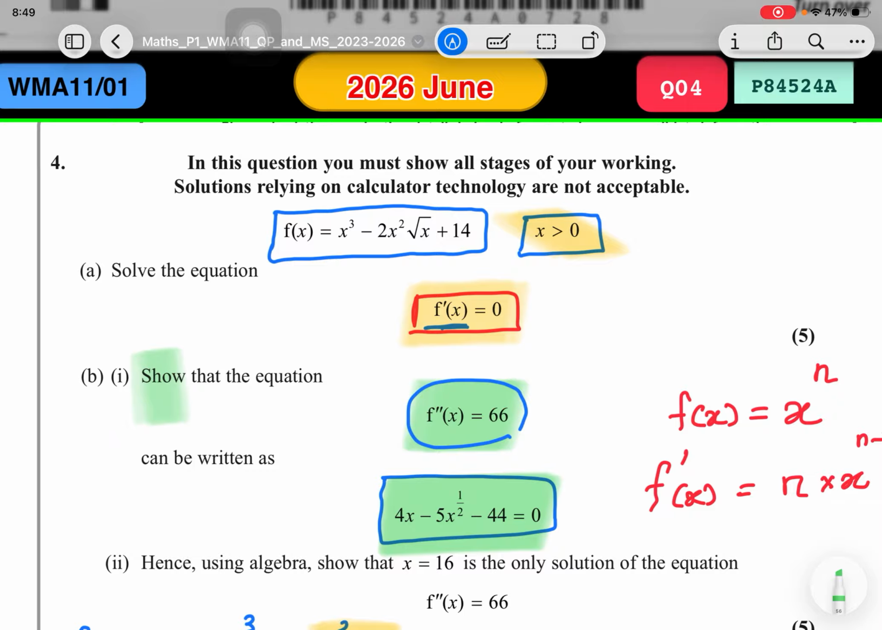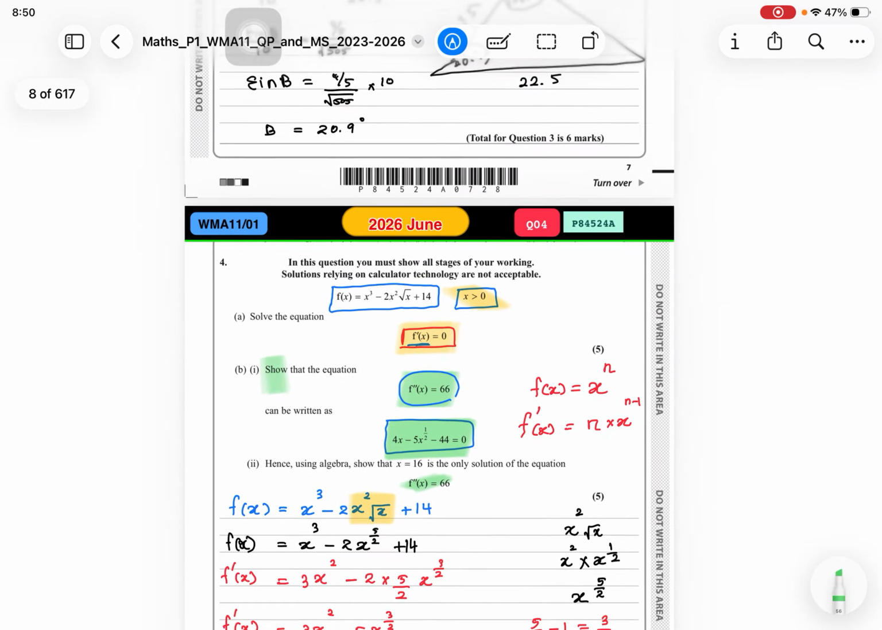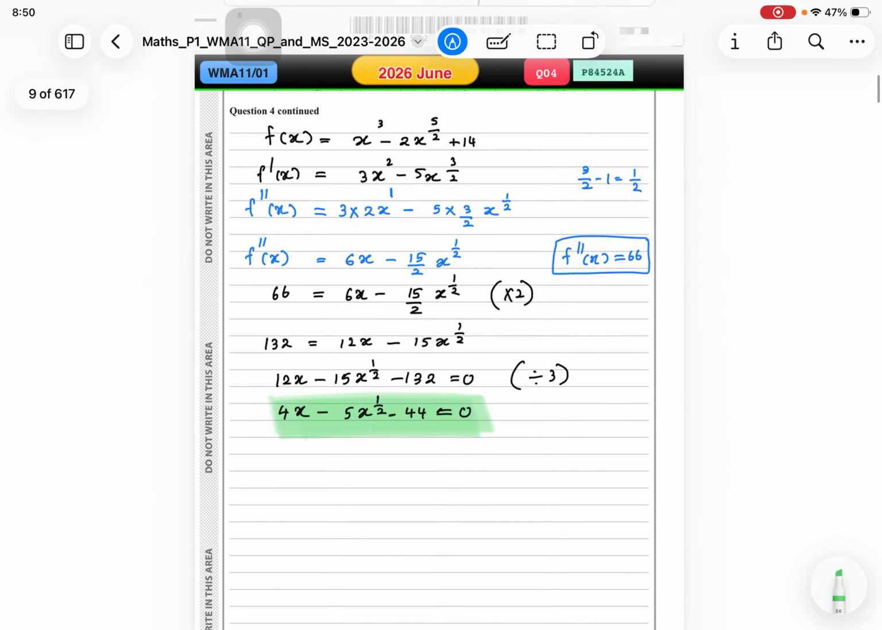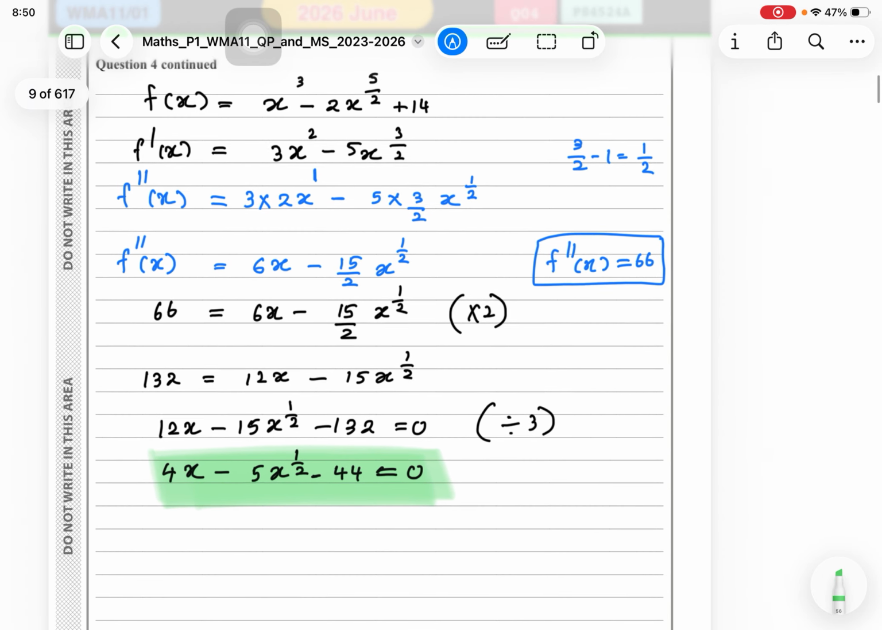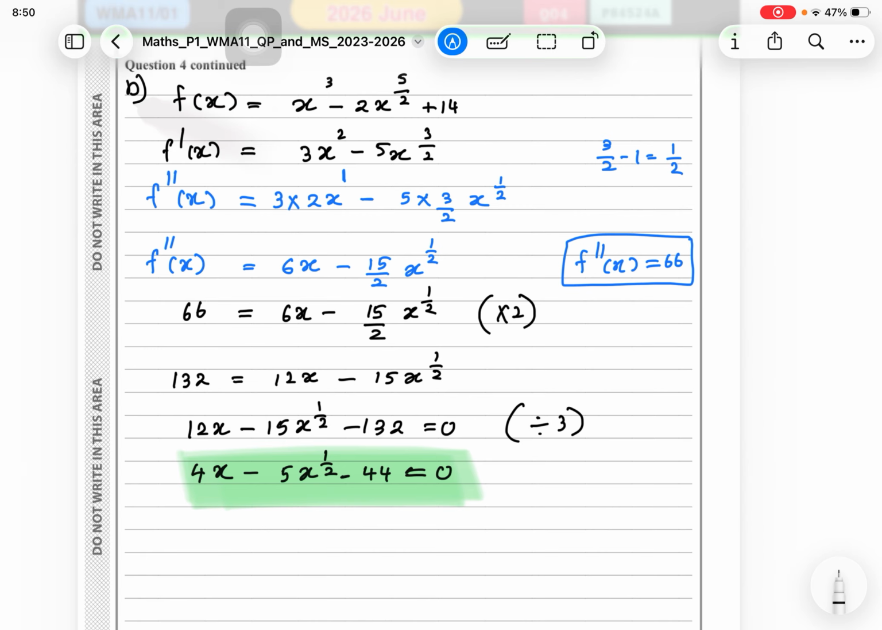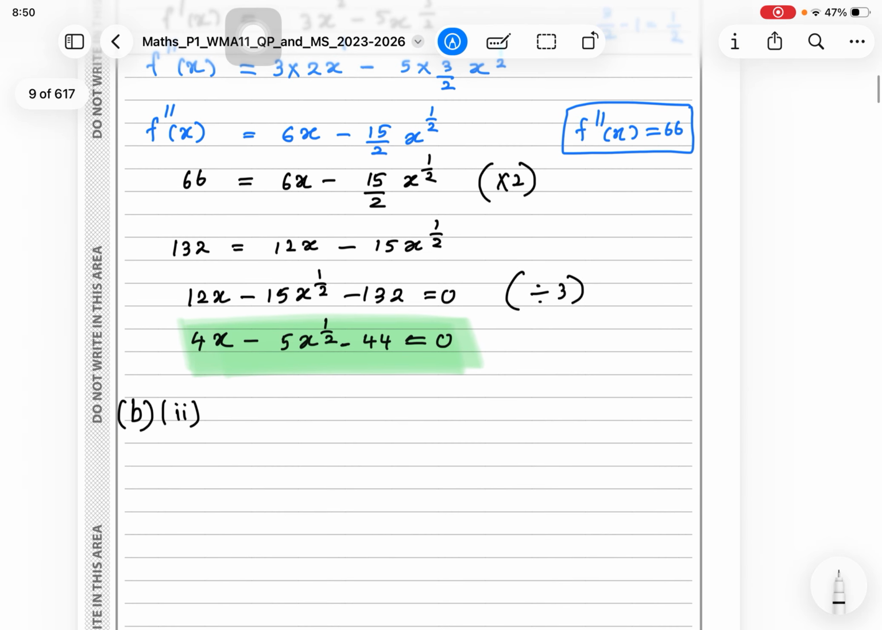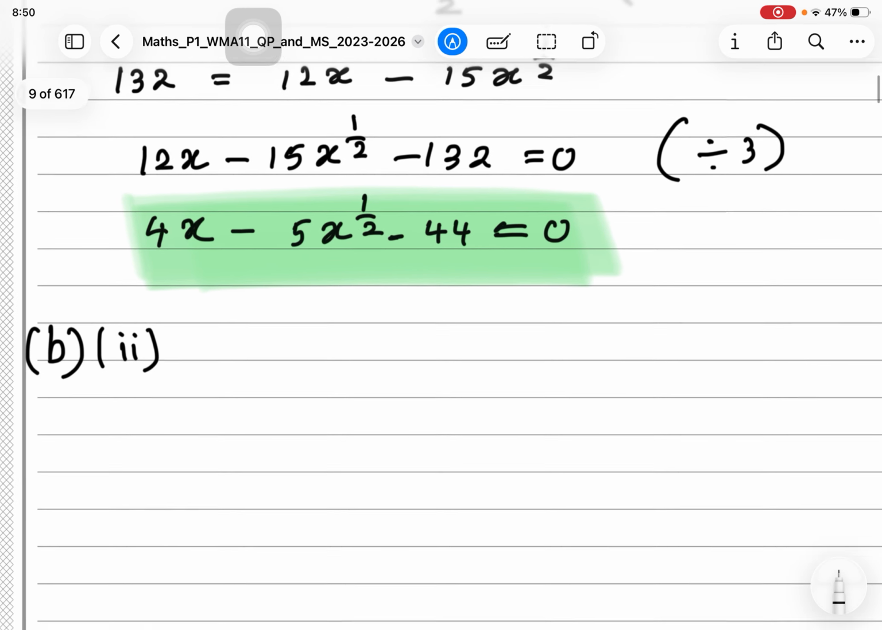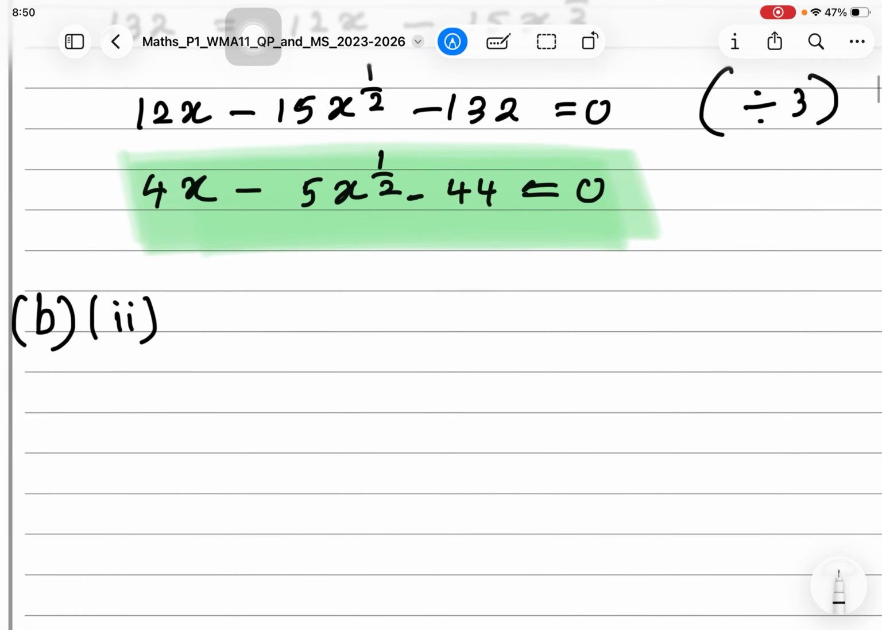Now we just have to do a little bit of algebra to show that x equals 16 is the only solution for this equation. So again going back to finding the equations, this one was the B Roman number 1 part. Now we're going to go with the B Roman number 2 part. What we entirely need is only this equation. Now we are trying to find the solutions.